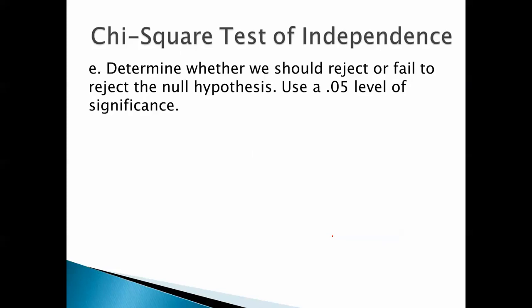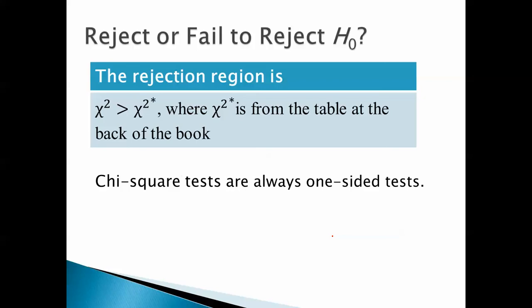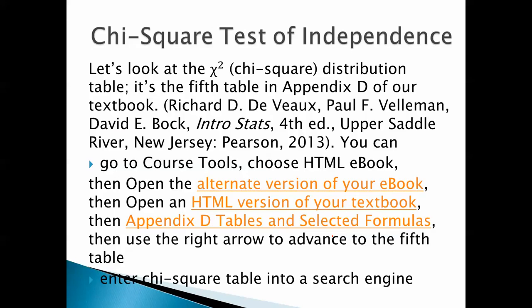Determine whether we should reject or fail to reject the null hypothesis. Use a 0.05 level of significance. Okay, so if you didn't know that the p-value was 0.04, here's how you do it. The rejection region is chi-square is greater than chi-square star, where chi-square star is from the table at the back of the book. Chi-square tests are always one-sided tests.